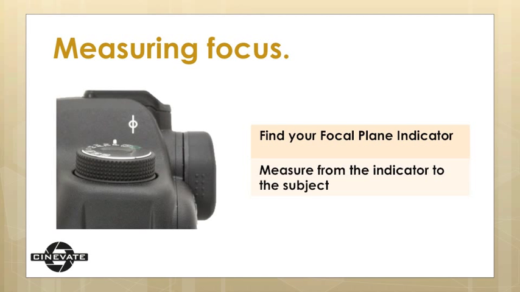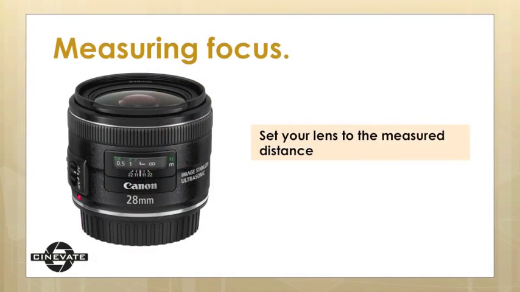on the camera body. Once you find it, grab your tape measure, and measure the distance from that spot on your camera to a spot on your subject. Here's a tip. Measure to the person's eye. That tends to be a great place to aim for since there's so much detail. After you measure, set the lens to the measured distance, and you're all set.